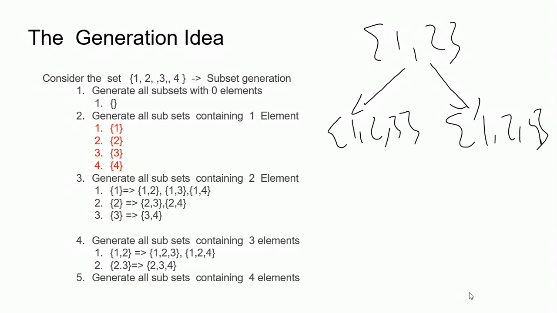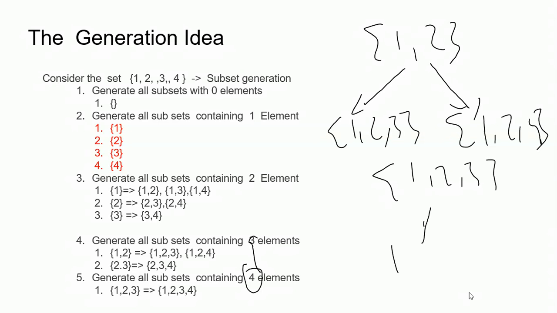And similarly, a subset containing 4 elements will be generated based on a subset containing 3 elements. Hence we take 1, 2, 3 and generate the subset 1, 2, 3, 4 by adding 4 to it. So if we take the subset 1, 2, 3 and add 4 to it, it becomes the subset 1, 2, 3, 4. Right? So this is the fundamental principle.